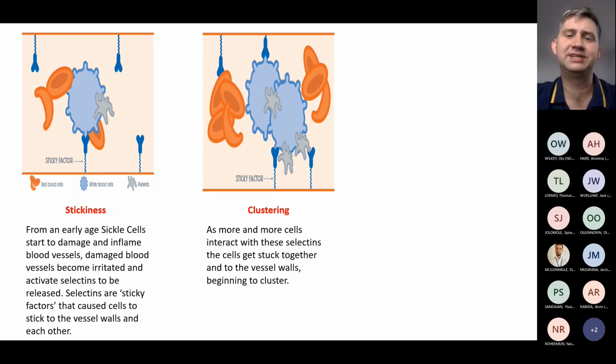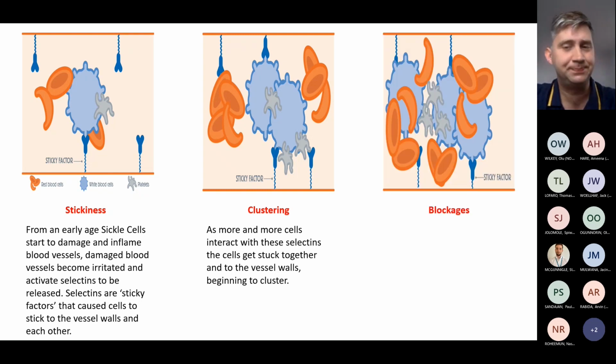So as more and more cells interact with these selectins, the cells get stickier, get stuck together, and the vessel walls begin to cluster. As you can see in that picture just above, in the clustering, the white blood cells are there, the platelets have got involved, and the red blood cells are there. This causes a lot of pain for our patients, and hence why they usually come into A&E in pain.